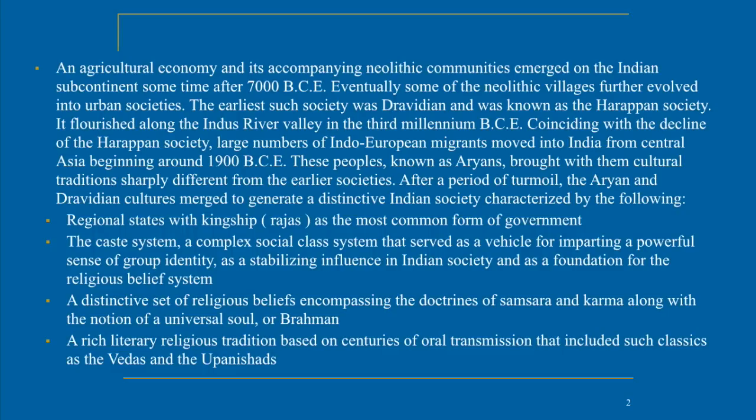Coinciding with the decline of the Harappan Society, large numbers of Indo-European migrants moved into India from Central Asia beginning around 1900 BCE. These people, known as Aryans, brought with them cultural traditions sharply different from the earlier societies. After a period of turmoil, the Aryan and Dravidian cultures merged to generate a distinctive Indian society characterized by the following. Regional states with kingship, Rajas, as the most common form of government.